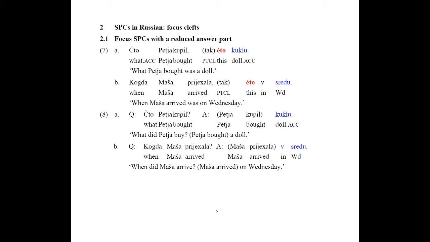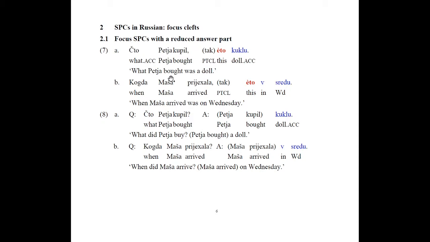First, we have focus SPCs with the reduced answer part. They're illustrated here in 7, and they are parallel to their English counterparts, in fact. So here we also have this double-H clause, what Petya bought. Then we have an optional particle. Then we have the demonstrative, this, a proximal demonstrative, and it must be immediately followed by the focus XP. Nothing can intervene between the 2, in fact. So we have here what Petya bought, this a doll.